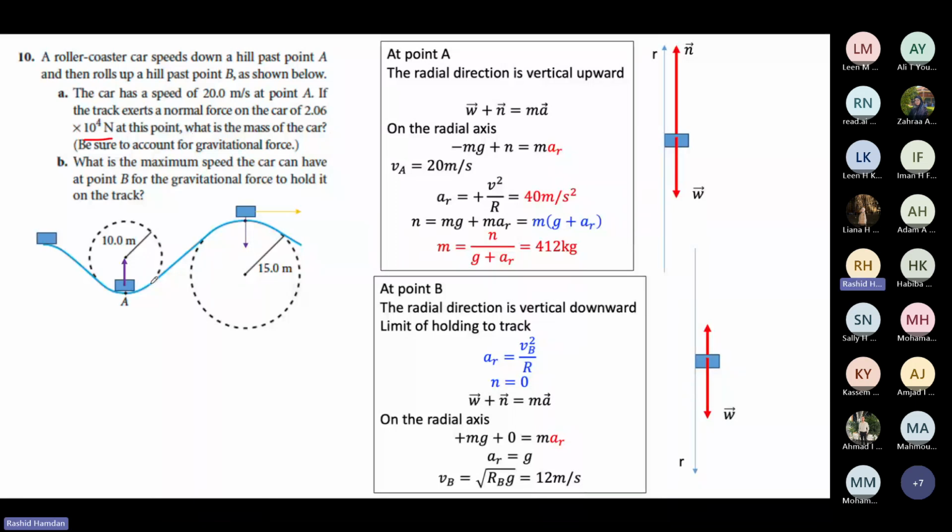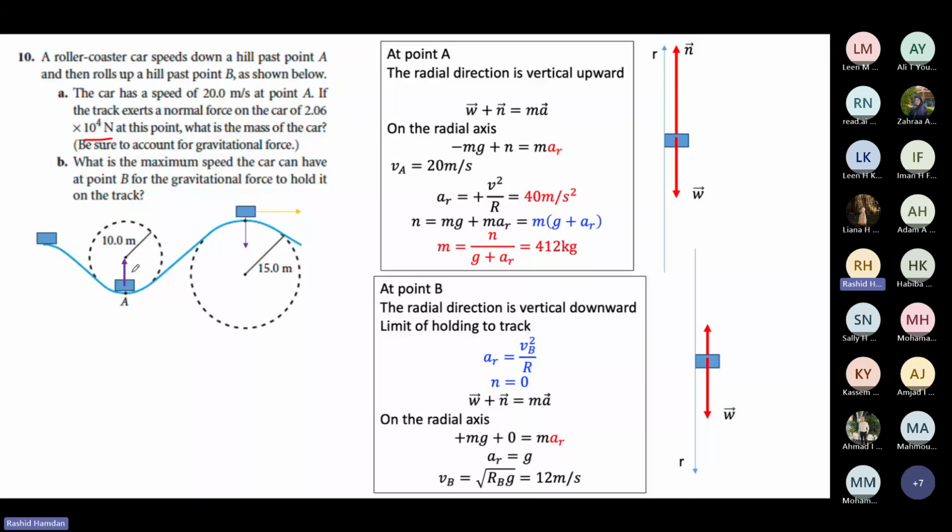Here, at point A, the track of the roller coaster is like an upward circle with a radius of 10 meters. At point B, the track is like a downward circle with a radius of 15 meters. We know the normal reaction here at B. So they tell me at A. So we're still at A. They tell me the normal reaction at A.